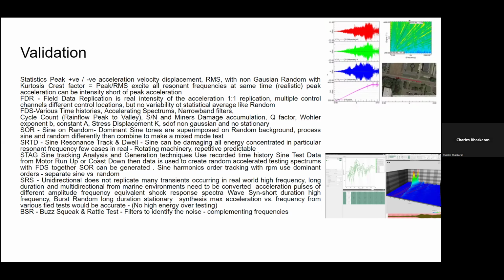And what SRS is, basically for each frequency, it takes the max acceleration peaks of pulses and does something very similar to what we're doing in sine and random. We do it for shock. And here, the highest acceleration peaks for each frequency are summed up and run that way. So you have a different amplitude at a different frequency, and you have an equivalent shock response spectra.